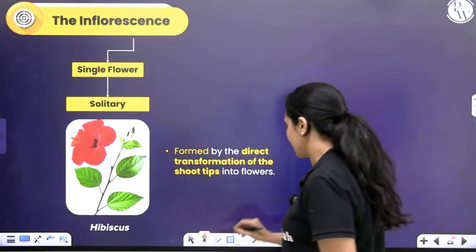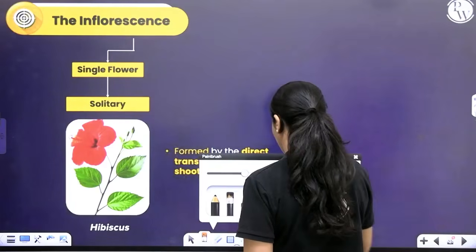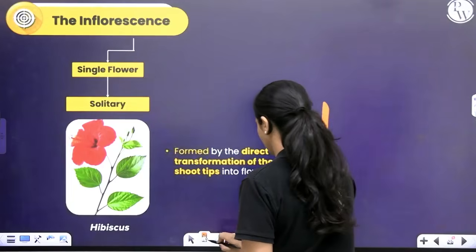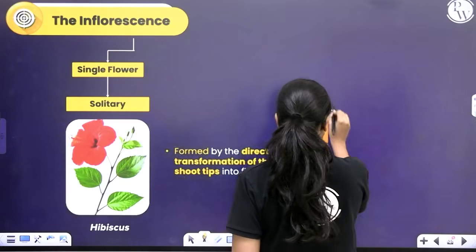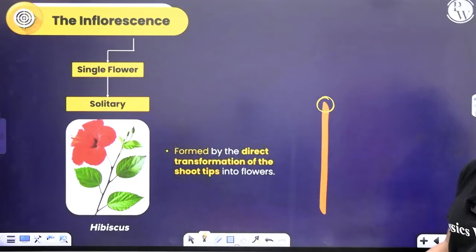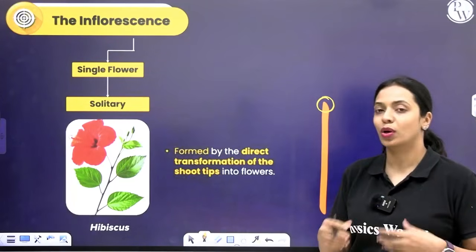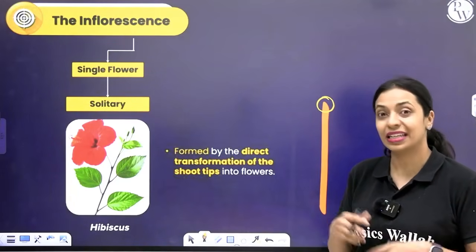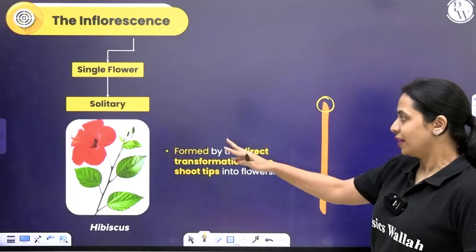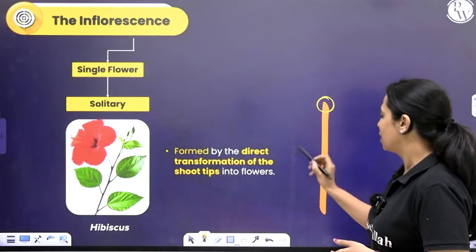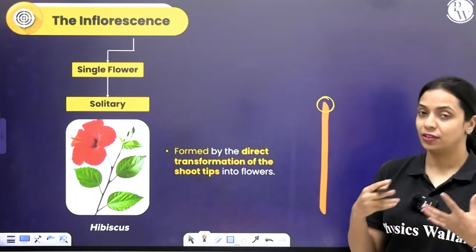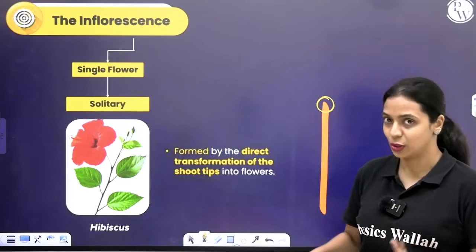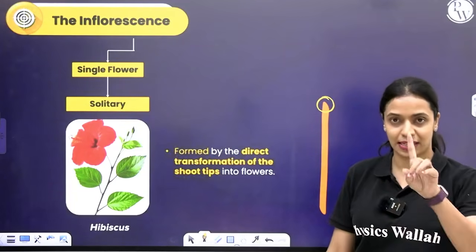Here what happens is, if this is the shoot tip, generally at the tip of the shoot you have shoot apical meristem. That shoot apical meristem is what will give rise to the leaves and everything. When a single flower forms, the shoot tip, whatever meristematic tissue is there at the shoot tip, that will directly transform into a flower. Then you will get a single flower.